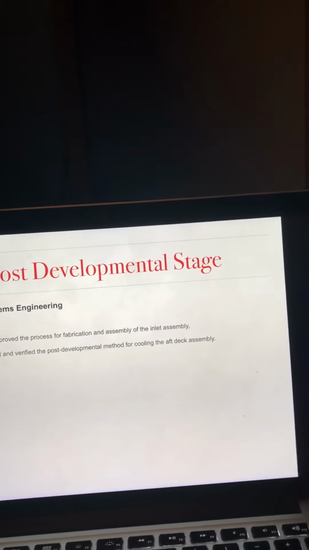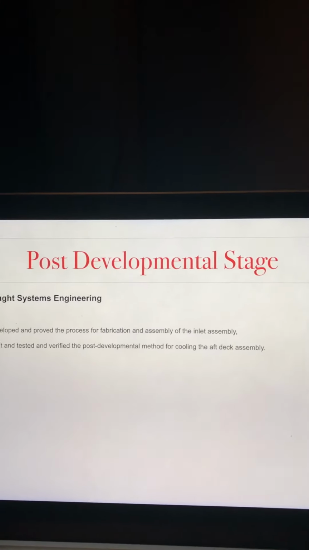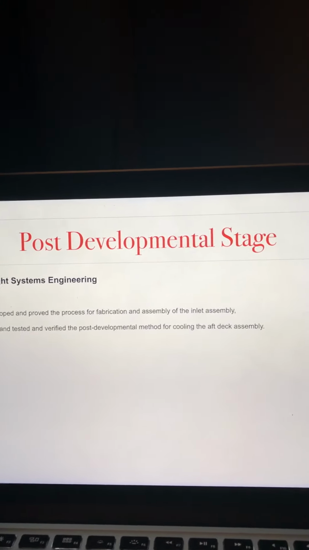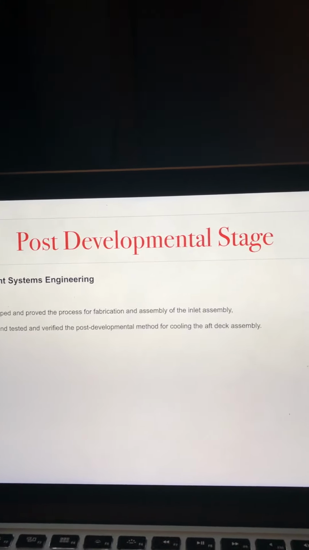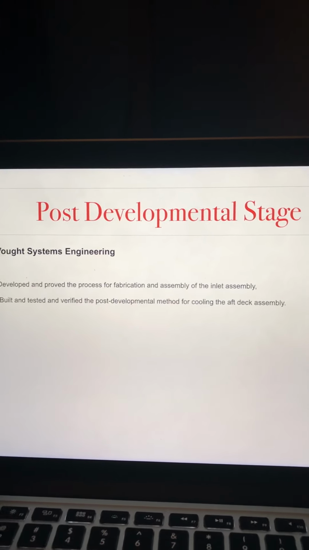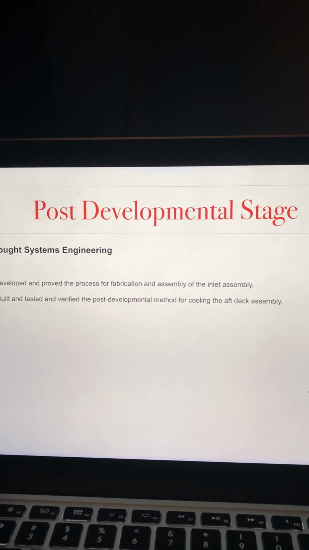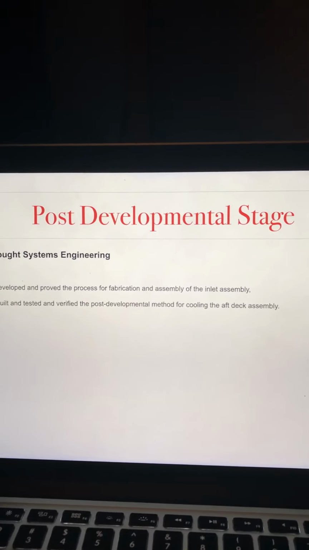Then the VODs. The VOD assigned their engineering work into an organization with the System Engineering Office and lead project WBS task team leaders, reporting to the director and the chief engineer in charge of the B2. They developed improved processes for fabrication and assembly of the inlet assembly. They built, tested, and verified the post-developmental method for cooling the air deck assembly.